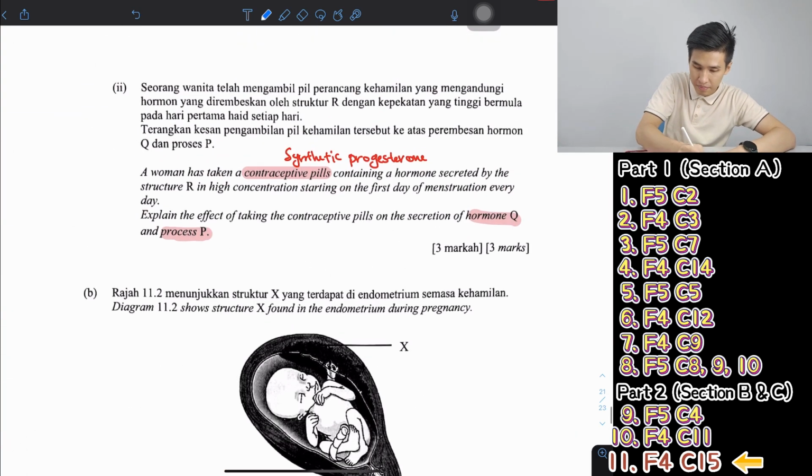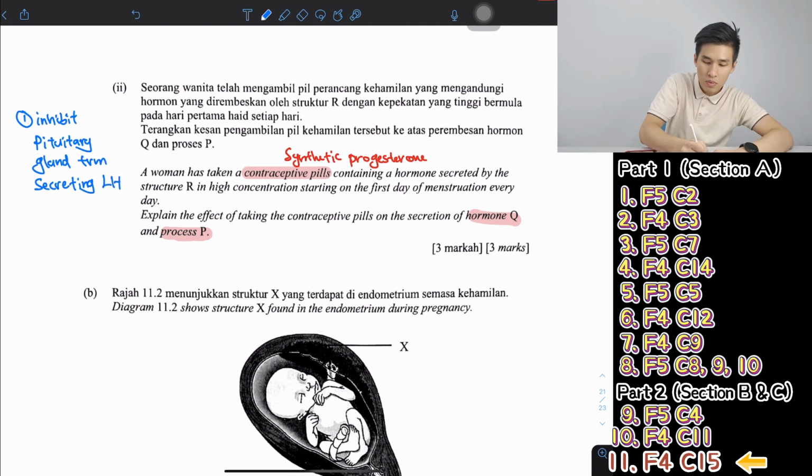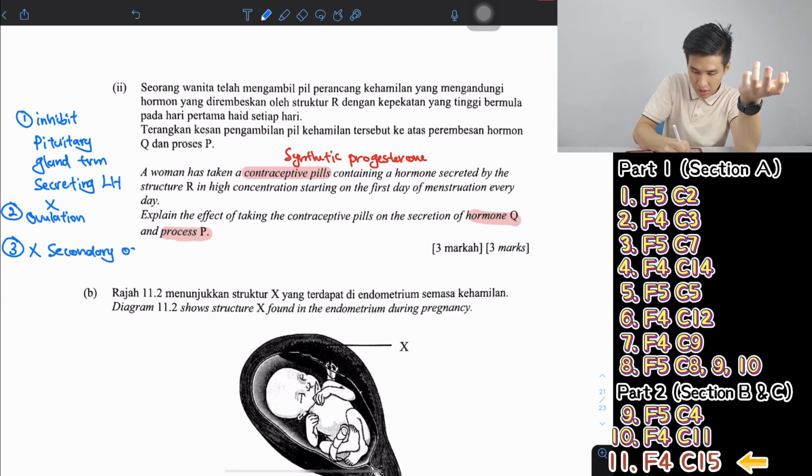So the effect here is that it inhibits the pituitary gland from secreting hormone Q, which is LH, luteinizing hormone. And then no LH, no ovulation. No ovulation occurs. When no ovulation occurs, meaning no secondary oocyte is released.